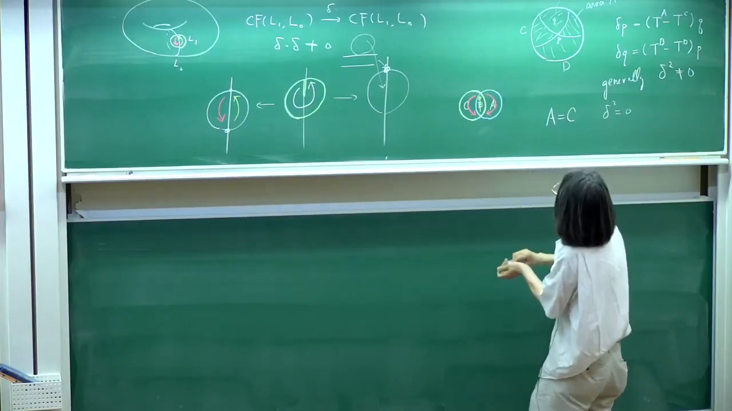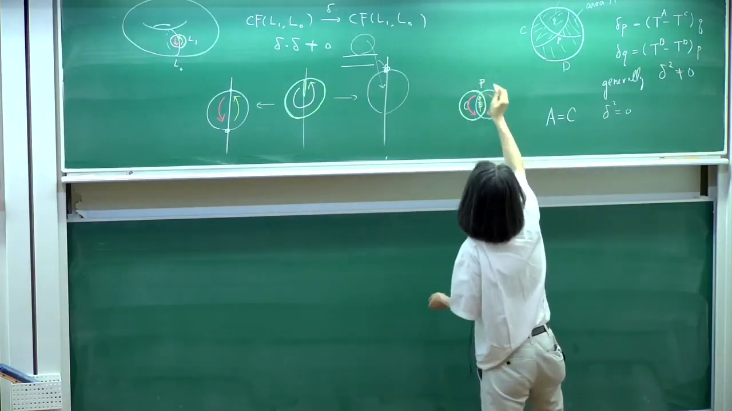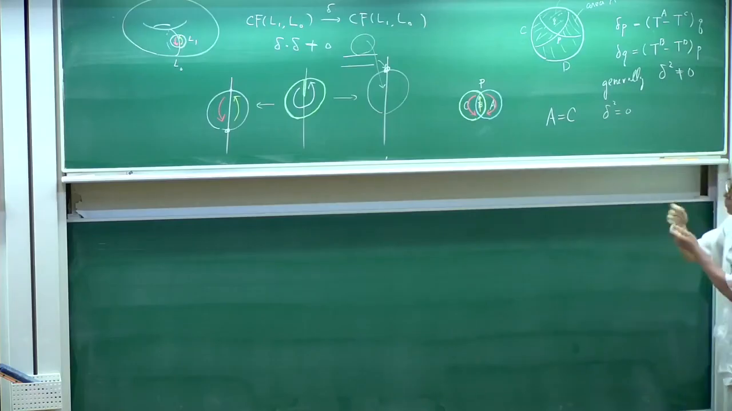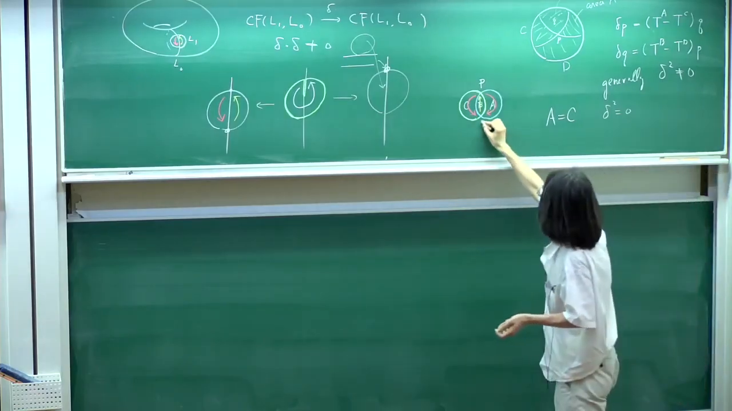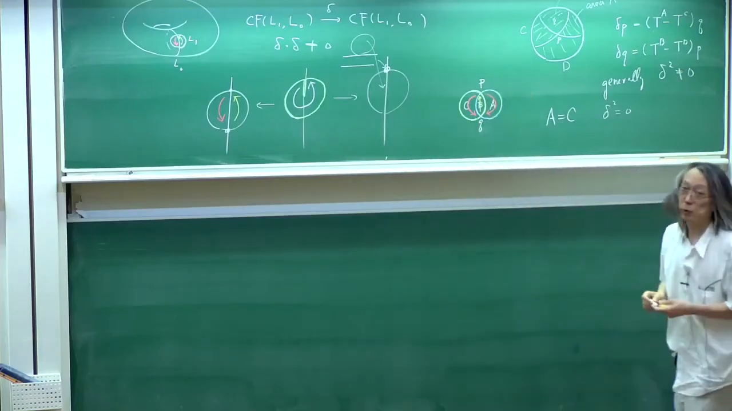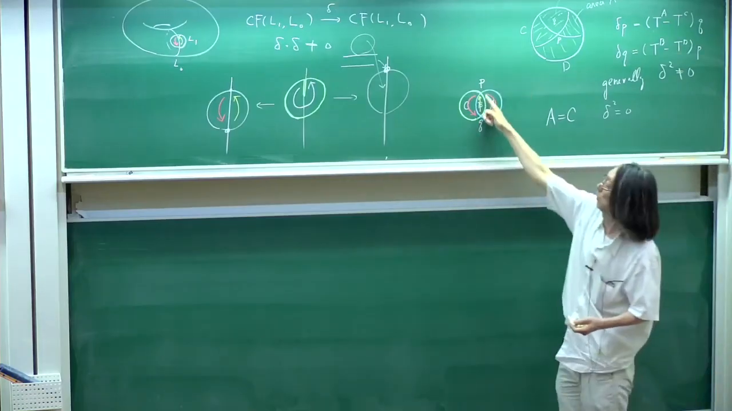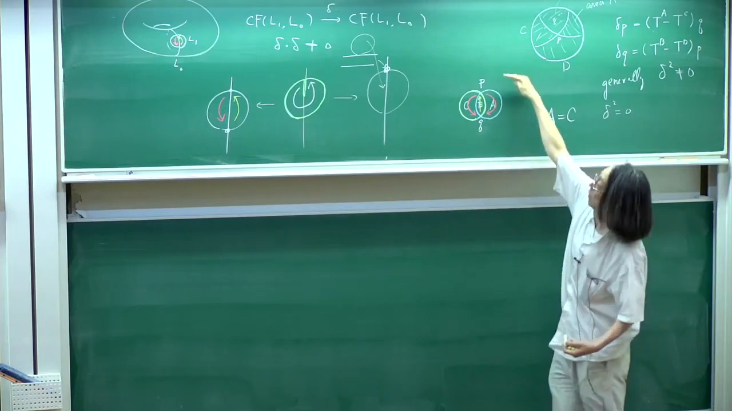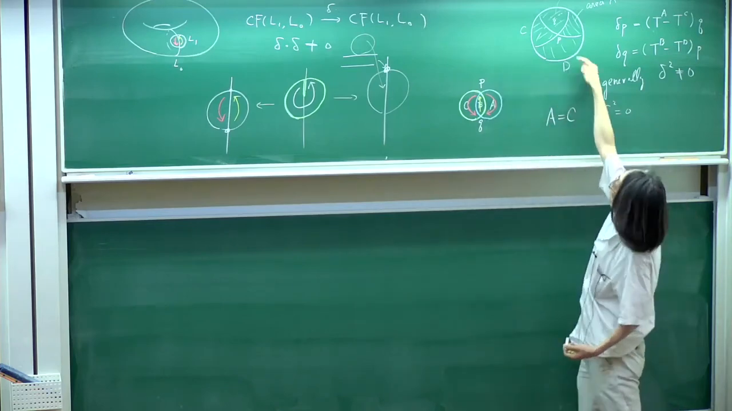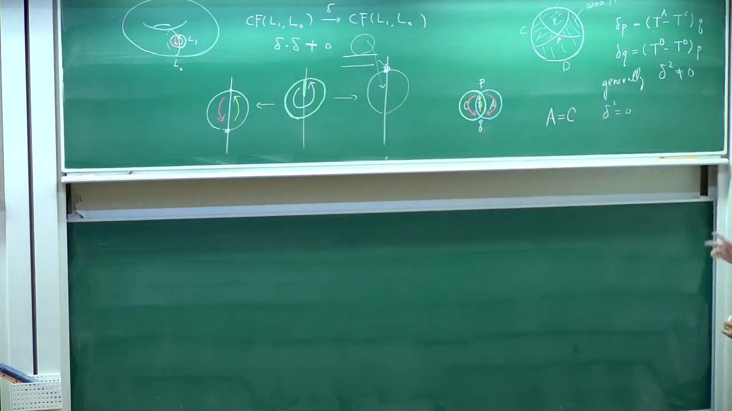So if I start from P, then these two red ones contribute to the boundary of this, right? And then from Q, actually you have only one thing here. Certainly you have another one on the sphere corresponding to D. But anyway, this is one of the pictures.